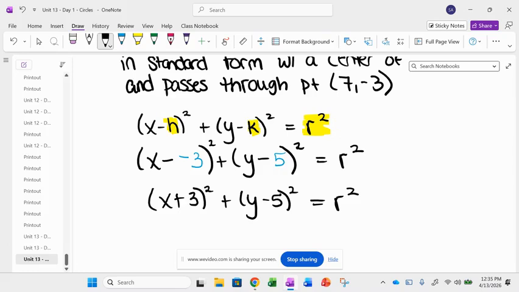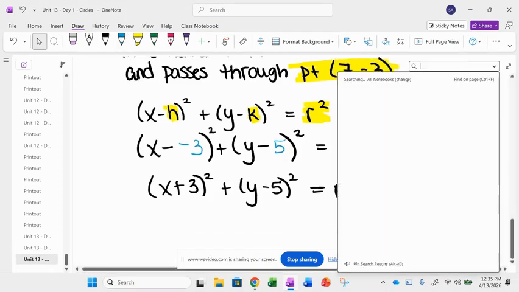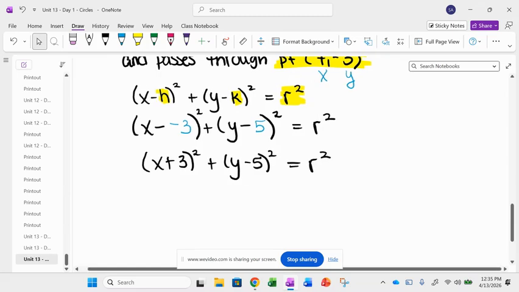They did not tell me a radius, but they did tell me that it passes through the point 7, negative 3. Does anybody know how I can use the point 7, negative 3 to help me find r squared? Talon? Perfect. Remember, in the equation of a circle, x comma y represents all the points that exist on the circle. So what we're going to do is plug in 7 for x and negative 3 for y, and then we're going to solve for r squared.